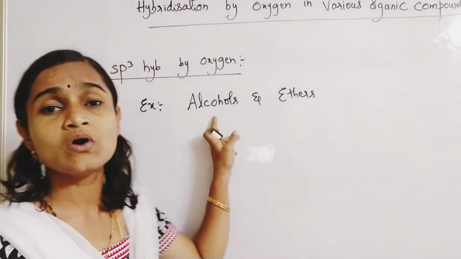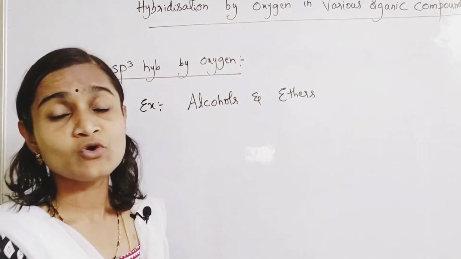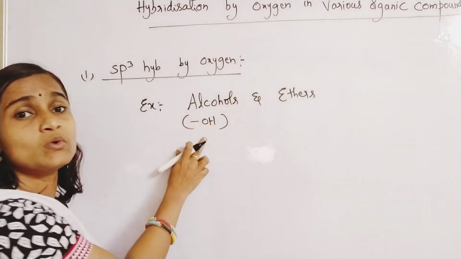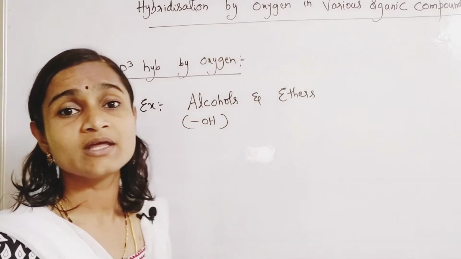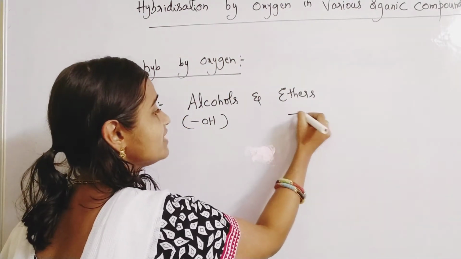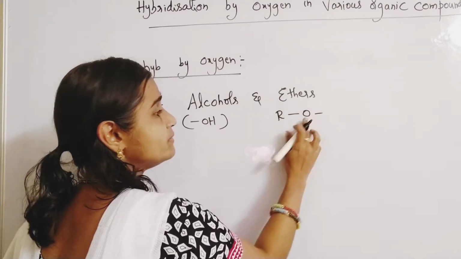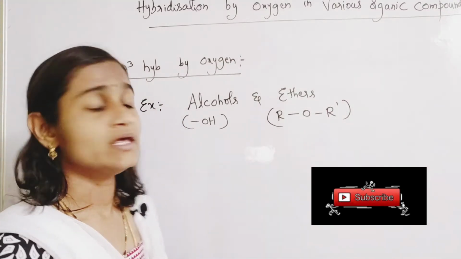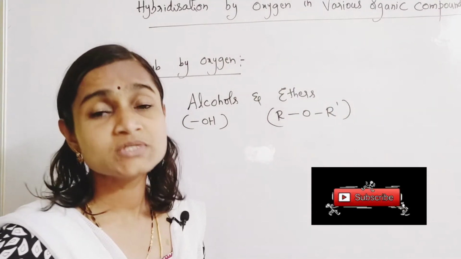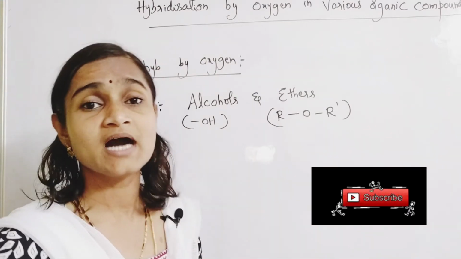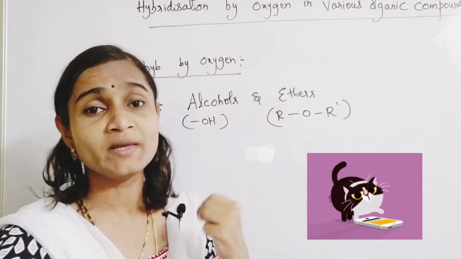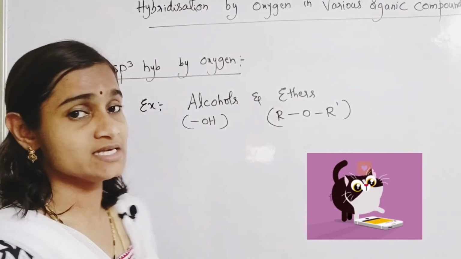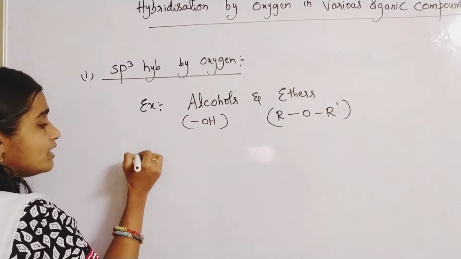You all know that alcohols are the family of compounds which have OH as their functional group. An alkyl group connected with OH comes under the category of alcohols. In the same way, an alkyl group with oxygen in the middle, connected to another alkyl group, is called an ether. In both cases, oxygen forms 2 sigma bonds with the neighboring carbon atoms, and it is left with 2 lone pairs of electrons, and both lone pairs are involved in sp3 hybridization.